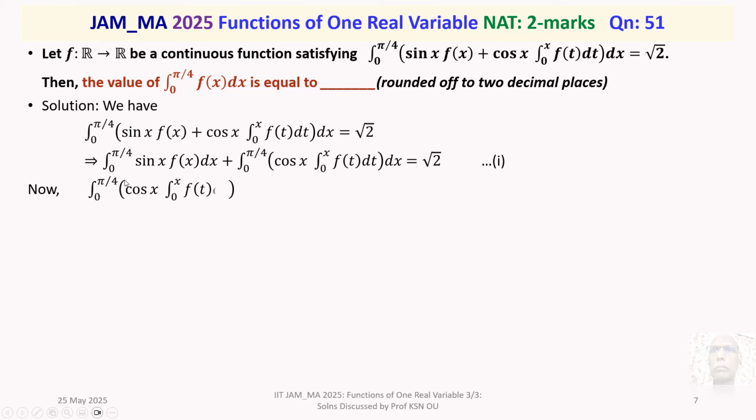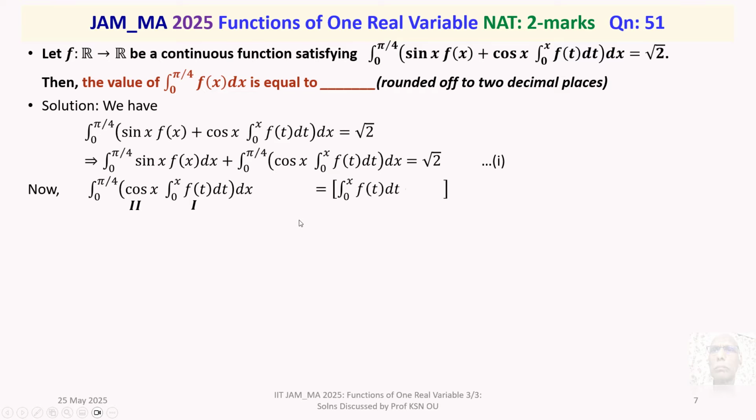Now, integral 0 to pi by 4 cos x integral 0 to x f(t) dt with respect to x, right. We integrate it by parts. Here we identify integral 0 to x f(t) dt as my first function, cos x is my second function. We apply integration by parts.